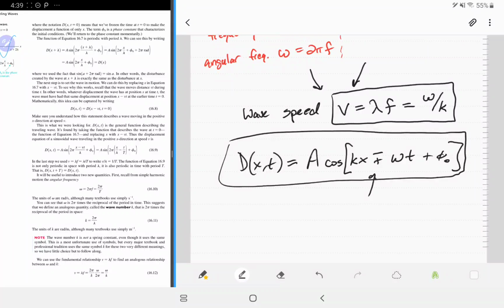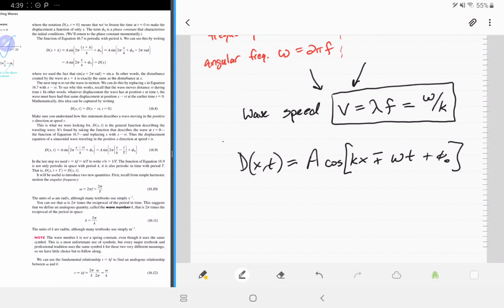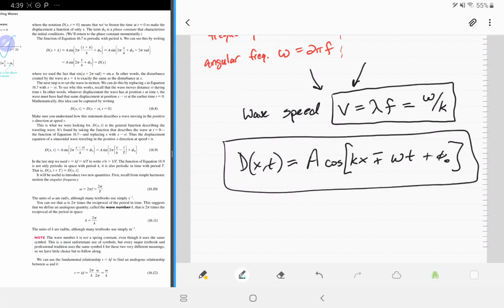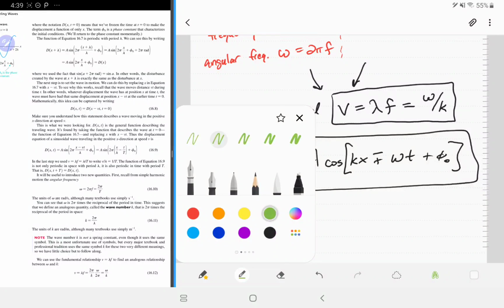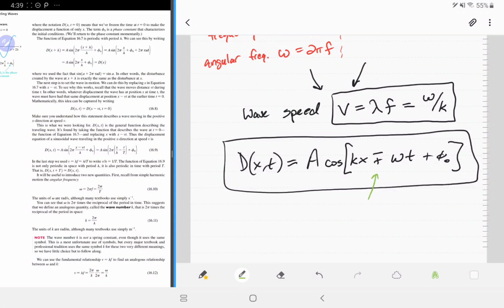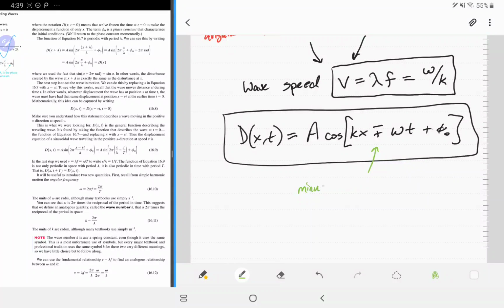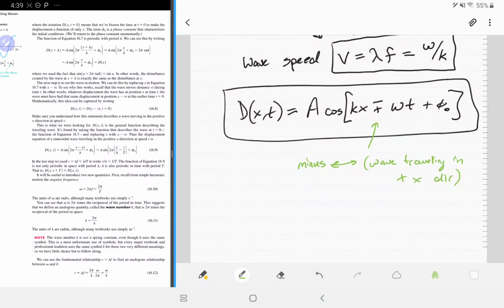Now, a quick note about the sign here. Let's switch colors here. Quick note about the sign. You choose the minus sign. So there's a relative minus sign between the kx and the omega t if the wave is traveling in the positive x direction. And you choose the plus if the wave is traveling in the negative x direction.